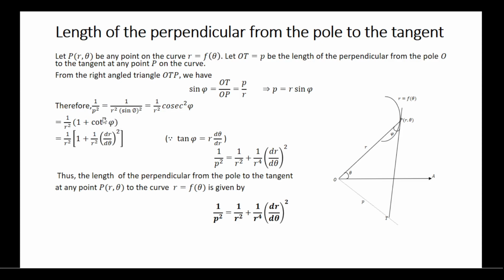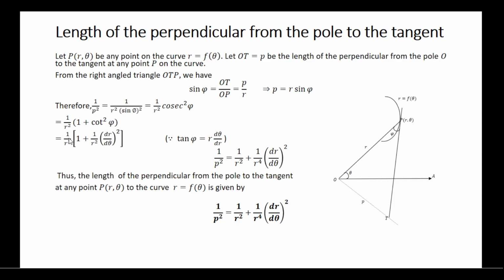Again, in order to find cot square phi, we know the angle between the radius vector and the tangent is given by tan phi equal to r into d theta by dr. Now take the reciprocal of this equation, you will get 1 by tan phi, which is nothing but cot phi, which is equal to 1 by r into dr by d theta. Now substitute that value here. You will get 1 by r square into dr by d theta whole square.